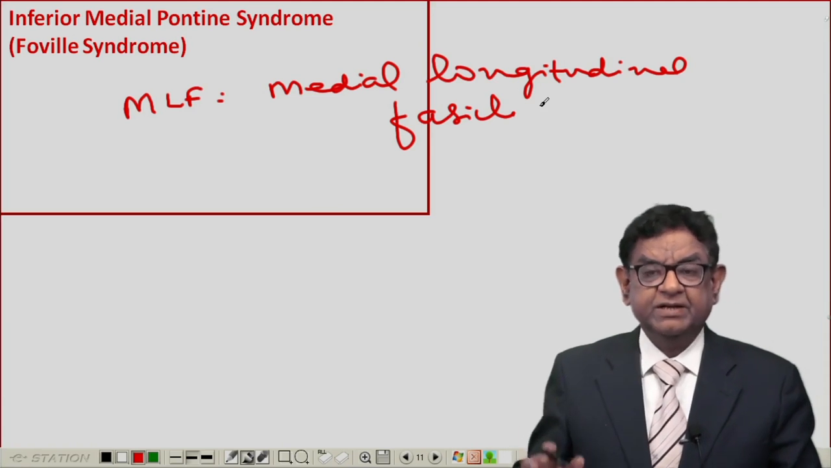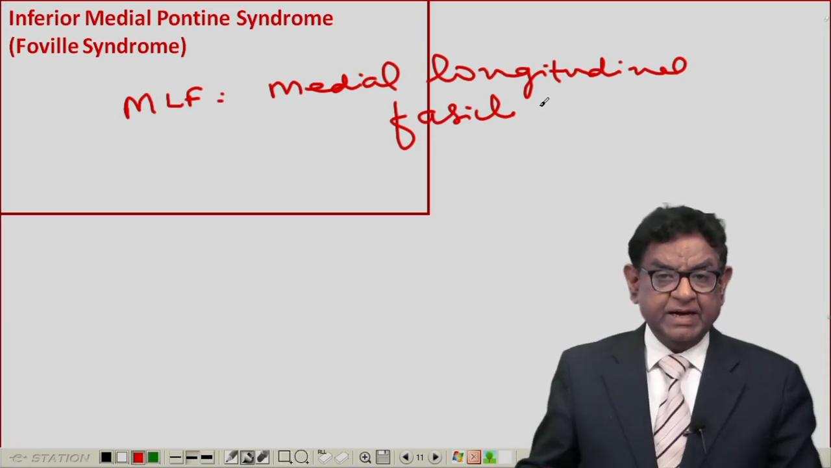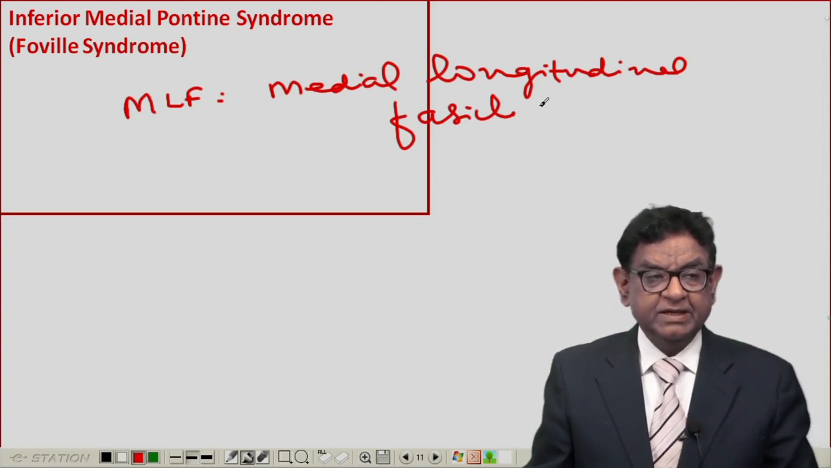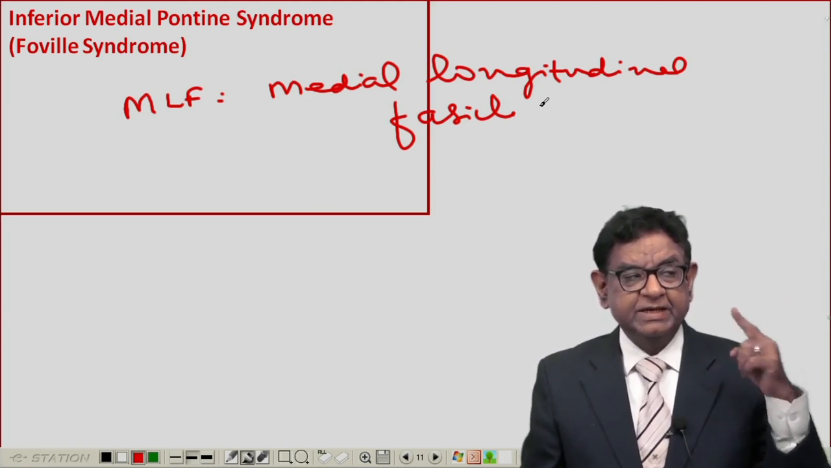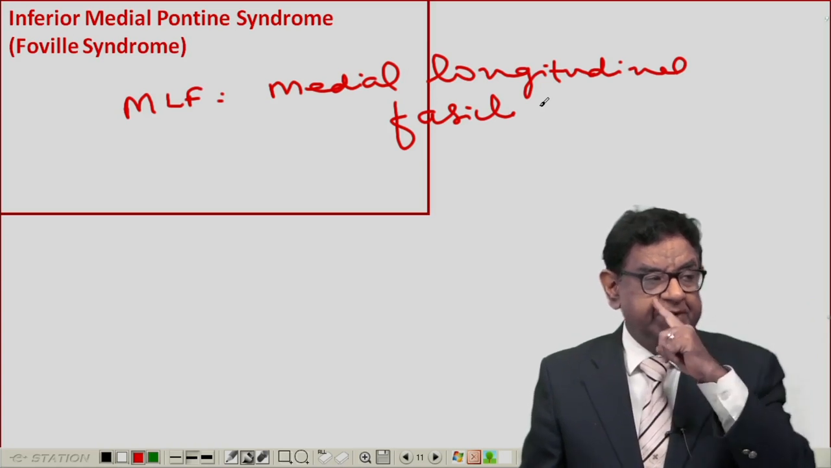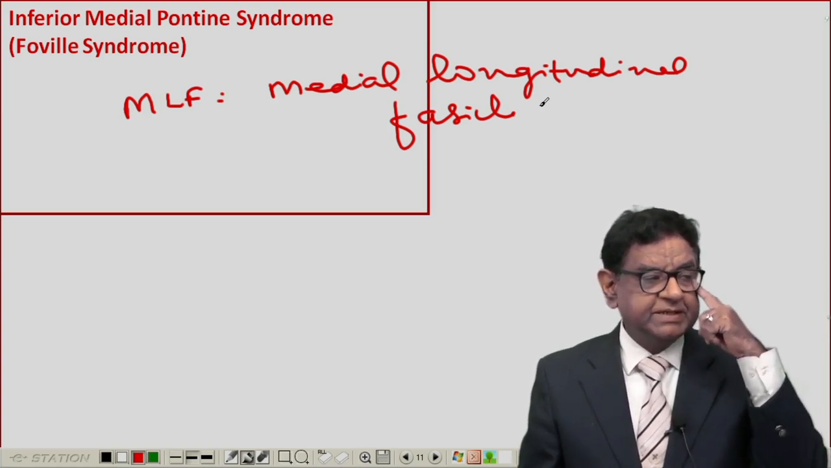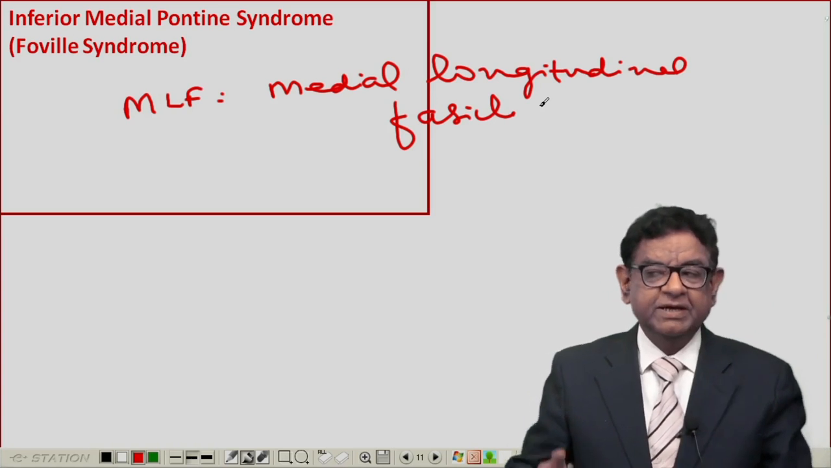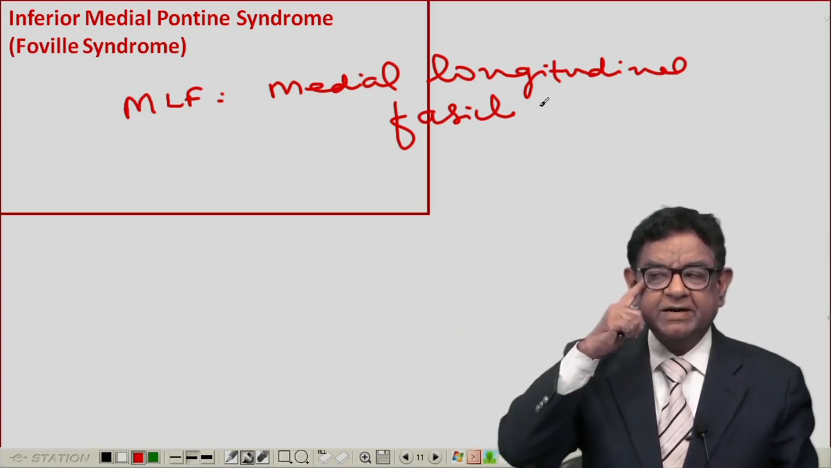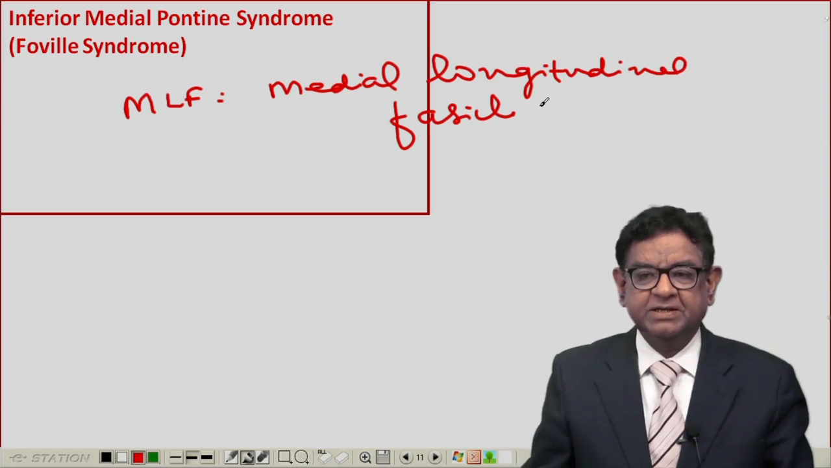We know there are eyeballs. Remember, eyeballs move exactly parallel. Look at my eyes. Now I am looking at this side. This is lateral rectus and medial rectus, supplied by sixth nerve and third nerve. Now I am looking this side: lateral rectus, sixth nerve; medial rectus, third nerve.